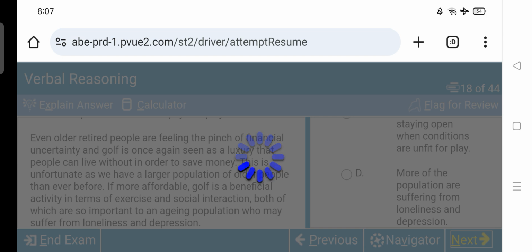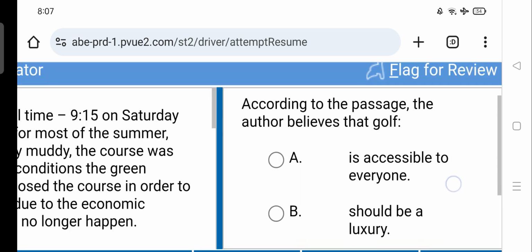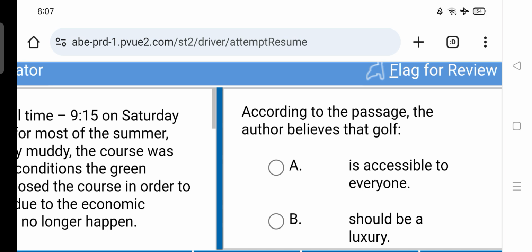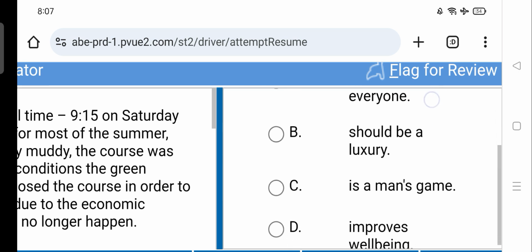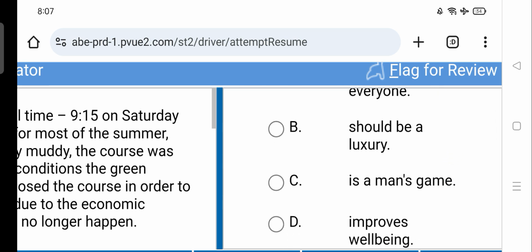Next we have question number 19, which says that according to the passage, the author believes that golf, option A, is accessible to everyone, option B, should be a luxury, option C, is a man's game, option D, improves well-being.